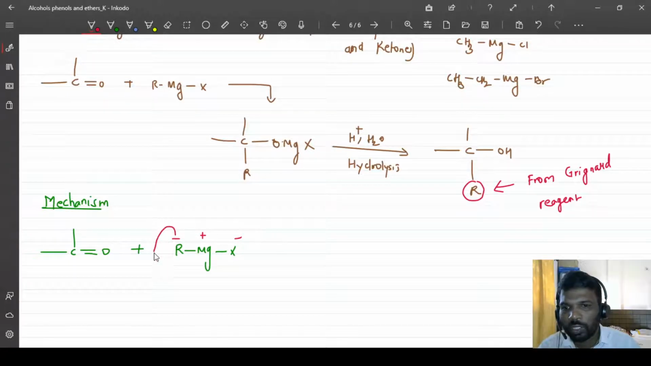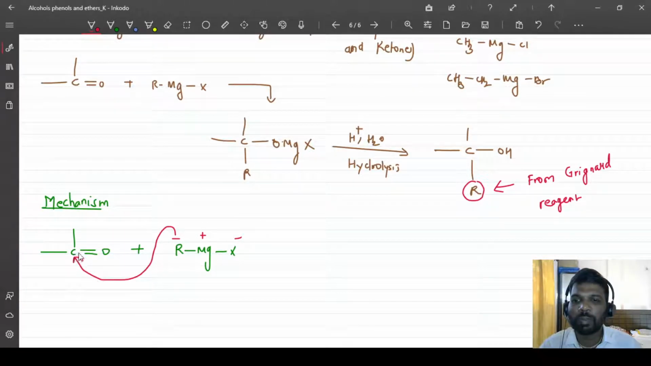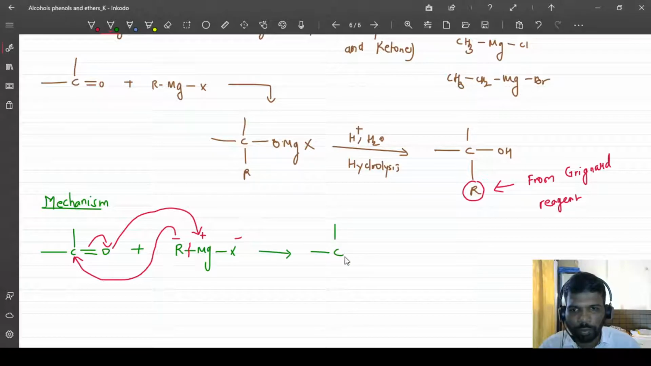Now this is the R group which is attacking this carbon, because this carbon is partially positive compared to the other groups, since this carbon is attached to the oxygen which is electronegative, right? It is going to pull the electrons, and that is how this bond is going to attack. Now in the second step, negative charge will be developed over here. This bond will break and this negative charge is going to attack on this. Means this reaction gives you R attached over here and OMgX.